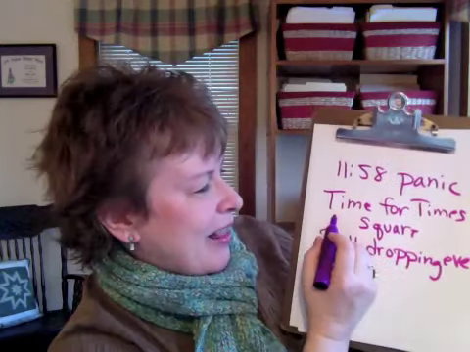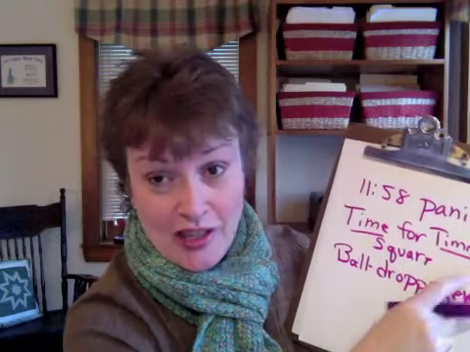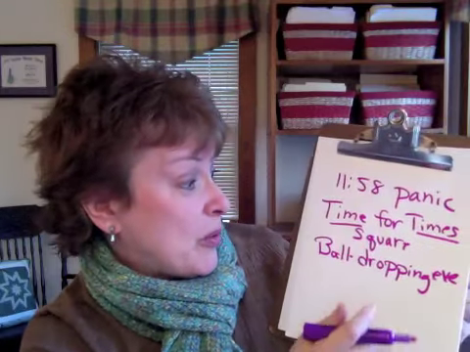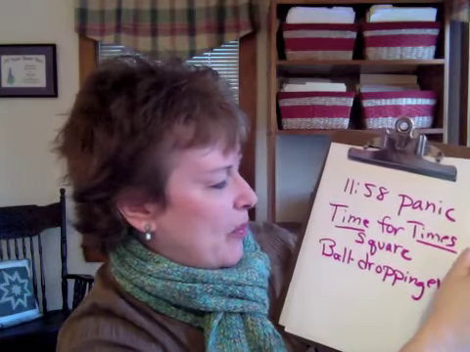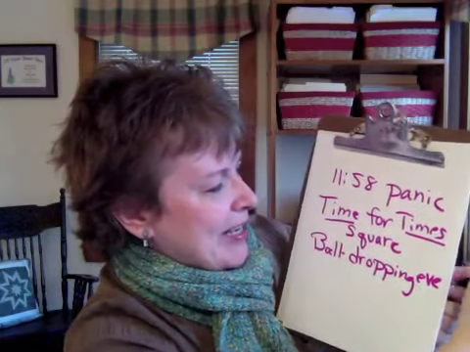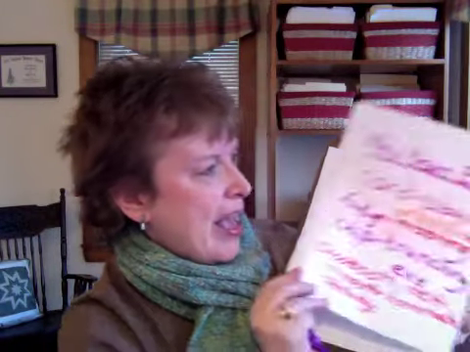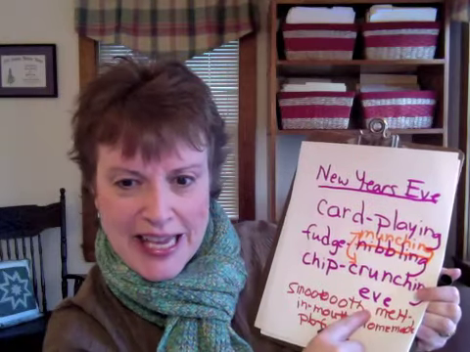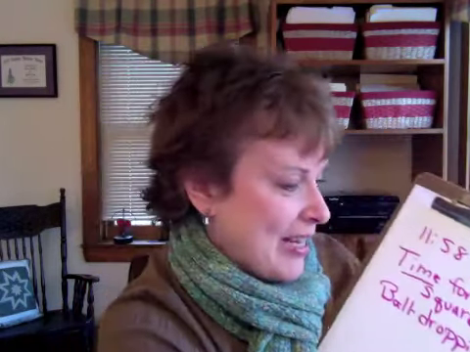Did a couple things. I like the time for Times Square because I used repetition, and repetition is a tool that you can use when you write poetry. And Times Square is in New York City where there's such a big celebration. The other thing I did is I used the word Eve again, ball dropping Eve, and I had said chip crunching Eve. So that's a case of using repetition also that I liked.